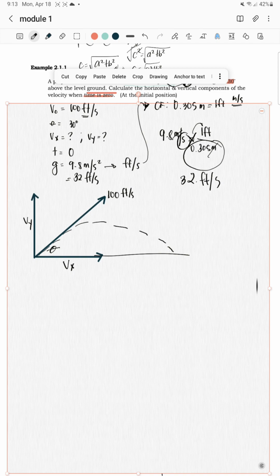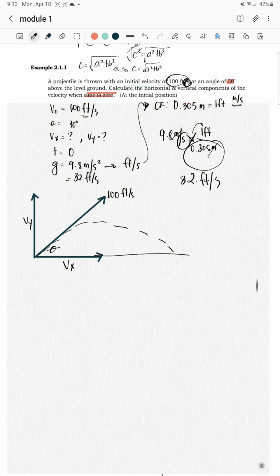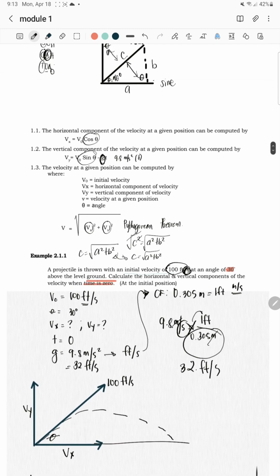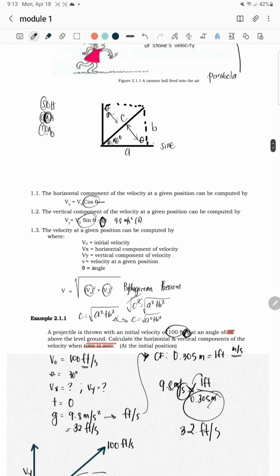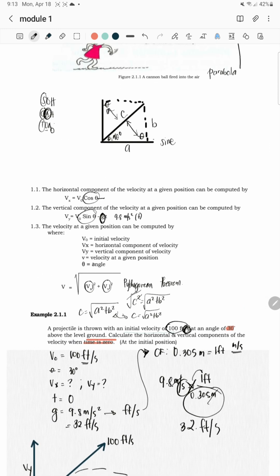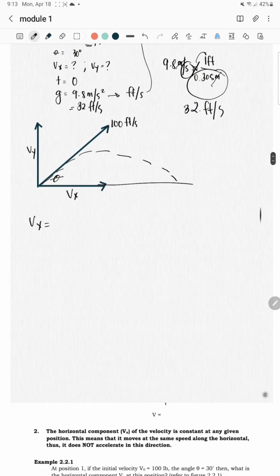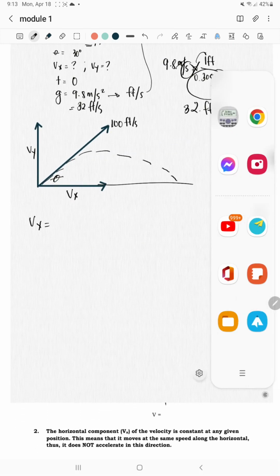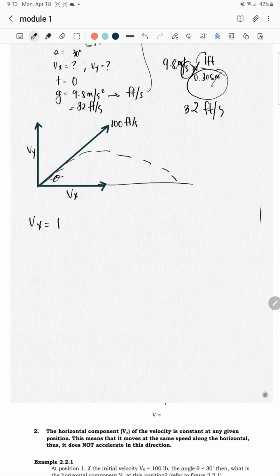So, i-compute na natin yan. Nung unang gagawin natin na formula, of course, magsa-sine cosine po muna tayo for us to get the Vx. So, Vx muna ang kukunin natin. Ano na yung formula ng Vx kanina? Let's go back. Ito siya. Initial velocity multiplied by the cosine theta. So, ano yung initial velocity natin? Ito siya. 100 feet per second. Ita times natin siya sa cosine 30.